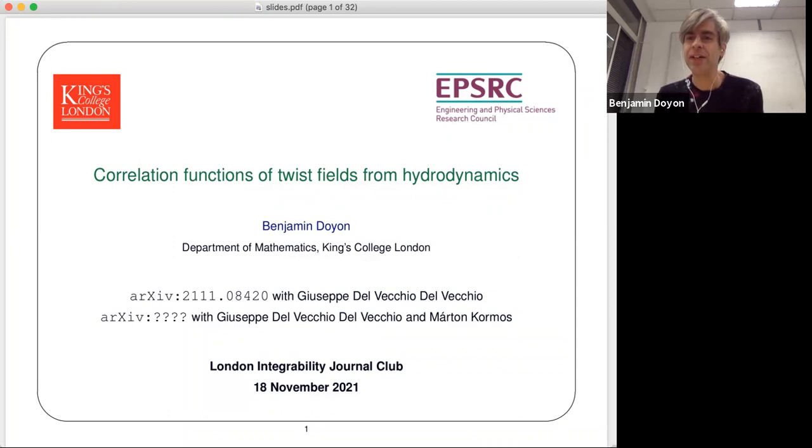So the idea here is to get exact results for correlation functions in many body systems. Here I'm going to talk about quantum systems, but it's quite general, it goes beyond that, from ideas that come from hydrodynamics. This is the main thing. And the correlation functions I'll be discussing, in part, are those of particular fields called the twist fields, which are important and interesting in various contexts. But I want to discuss a bit what hydrodynamics tells us about correlation functions in general before that, and then get to the twist field.